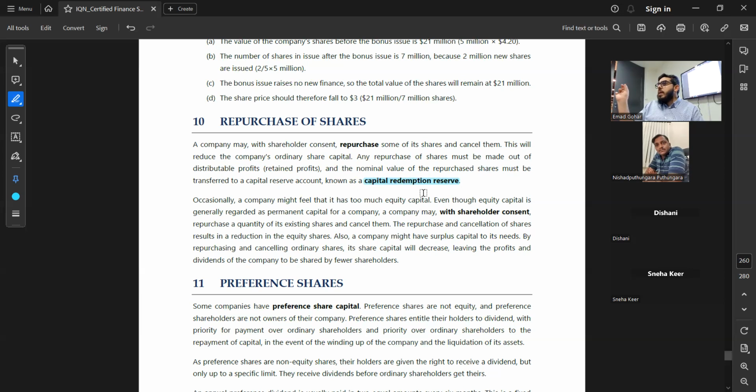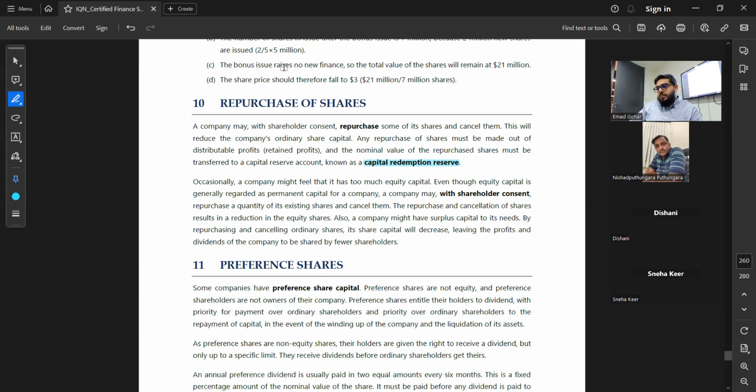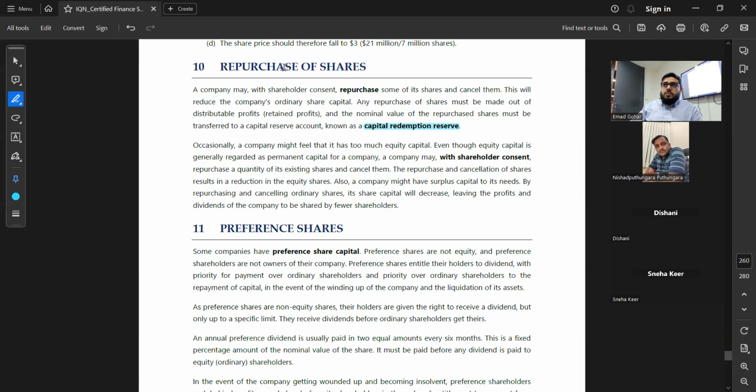Okay, this will stay in your balance sheet as a minus. Later on, you can reissue these shares, right? Okay, or you can cancel.